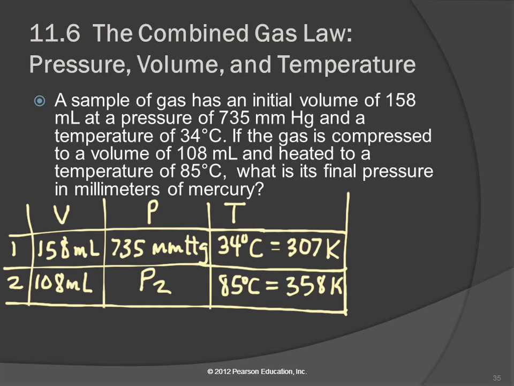Now we need an equation. We look at our table and see what we have, and that helps us to choose, because now we have 3 equations to choose from. We have 3 different things that are changing. So Boyle's law or Charles' law by themselves is not going to help us out. So we need to use the combined gas law. So we write that down: P1V1 over T1 equals P2V2 over T2.